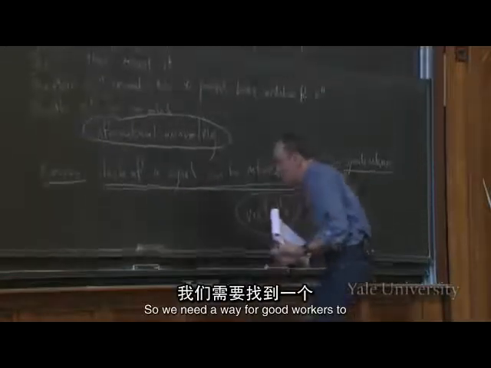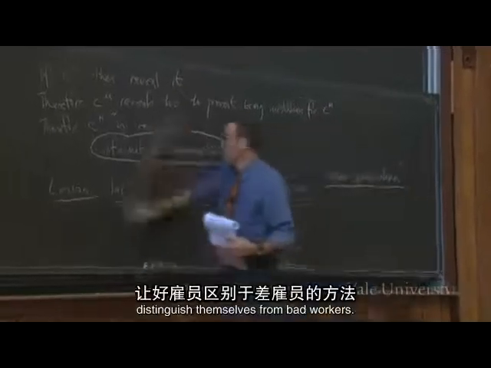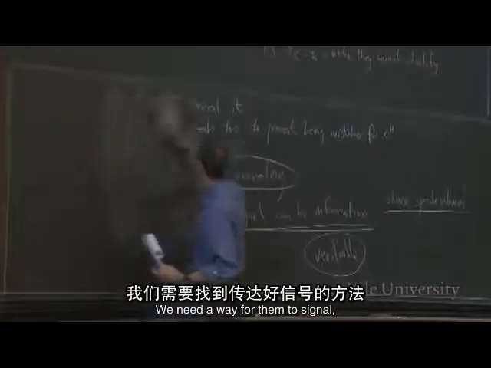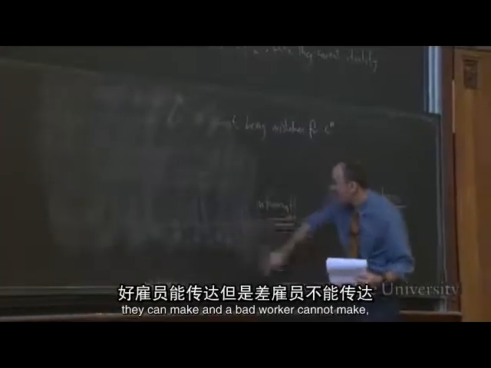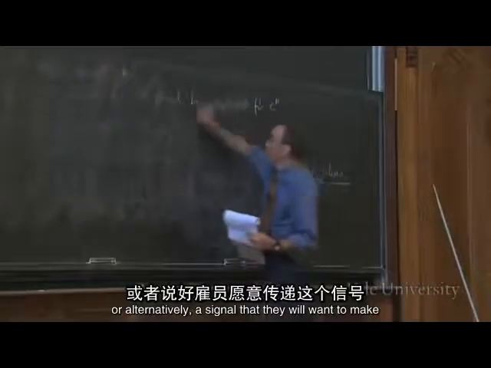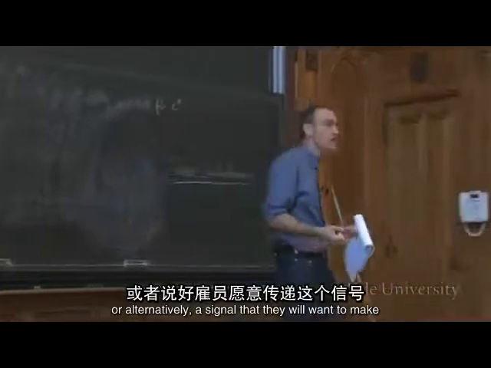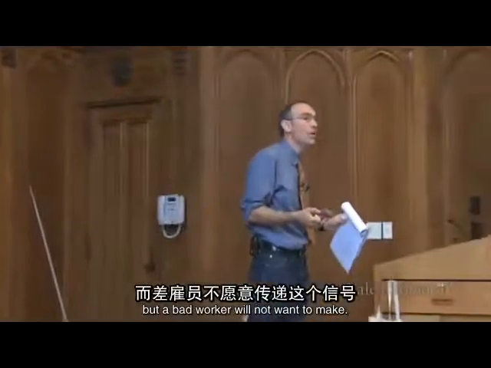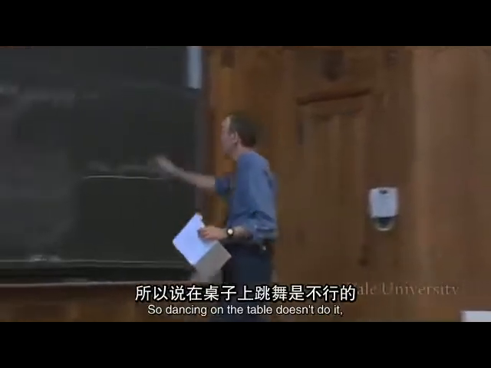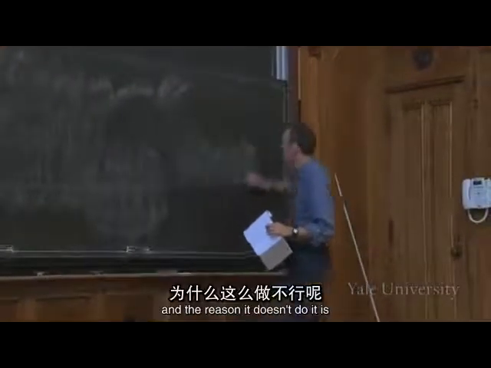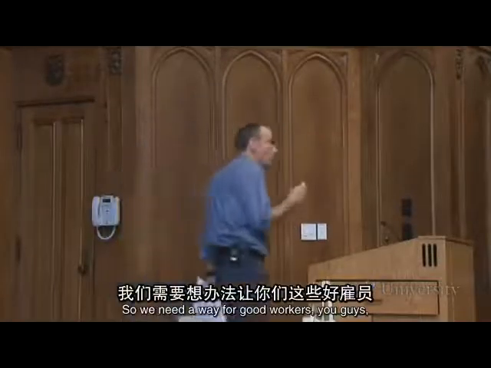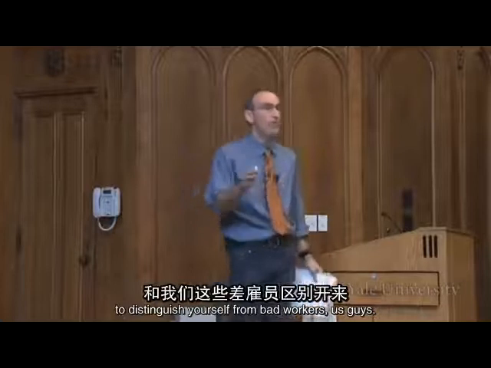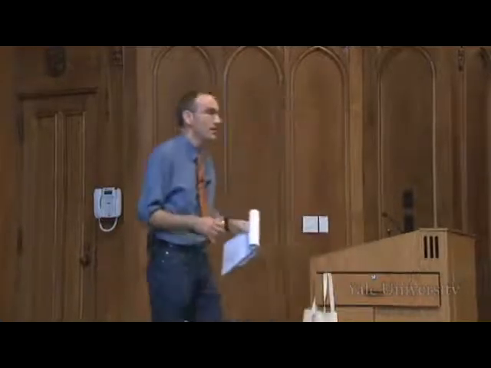So we need a way for good workers to distinguish themselves from bad workers. We need a way for them to signal, and what's key about that signal is it has to be a signal that they can make and a bad worker cannot make. Or alternatively, a signal that they will want to make, but a bad worker will not want to make. So dancing on the table doesn't do it, and the reason is bad workers and good workers are symmetric with respect to the dishonor of dancing on the table. So we need a way for good workers, you guys, to distinguish yourself from bad workers, us guys.